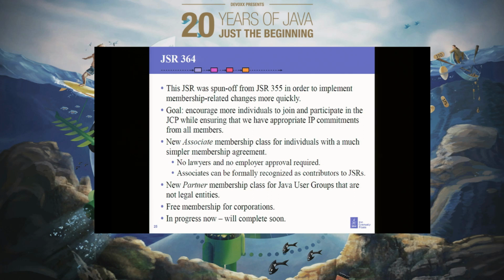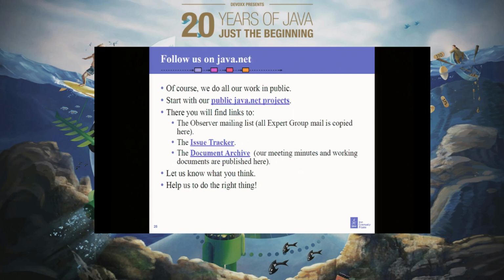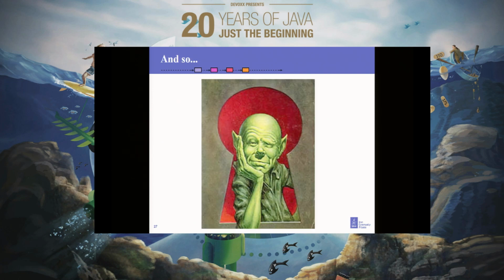This JSR is in progress at the moment, and I'm hoping that we'll get it done within the next few weeks. In fact, immediately after this talk, I'm going to go and send some mail to finalize the approval process inside Oracle for these new membership agreements. So I'm hoping this will get finished very quickly. All of this work's been done in the open, of course. If you go to java.net, you can look us up and see what we're up to.